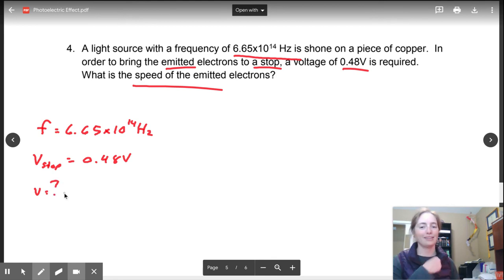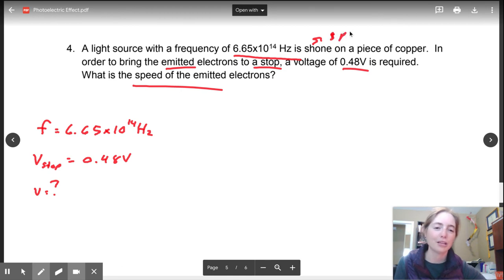All right. Ladies and gentlemen, as soon as we're shining light on a piece of copper, that immediately tells us that should be a P. We're going to be looking at the photoelectric effect.